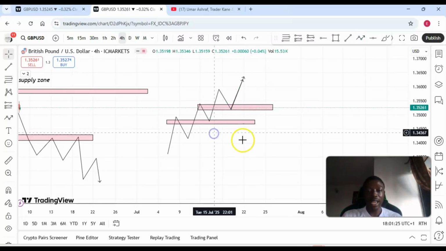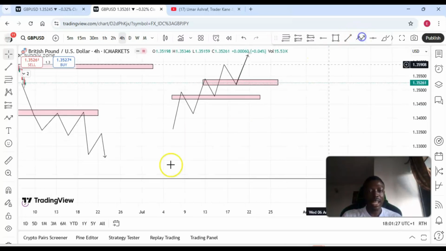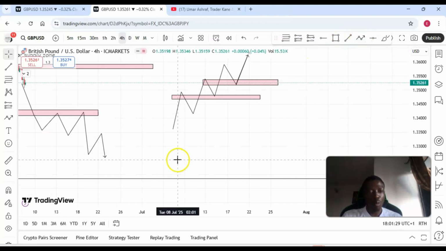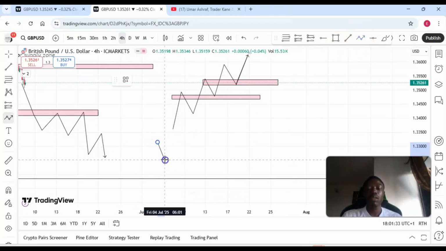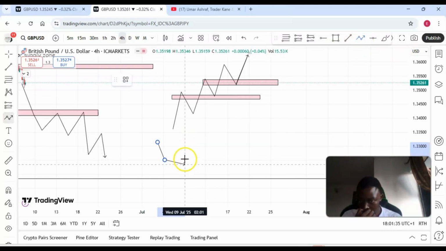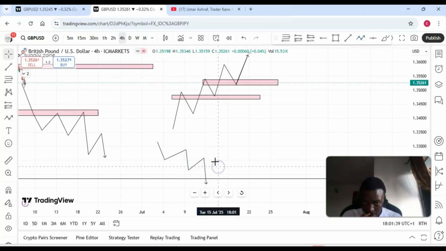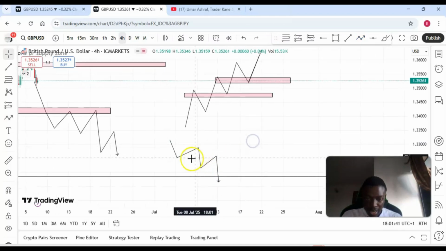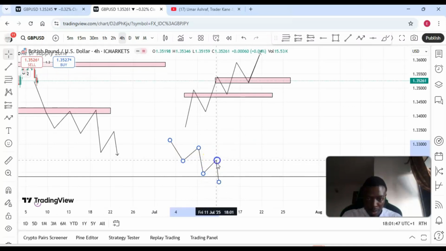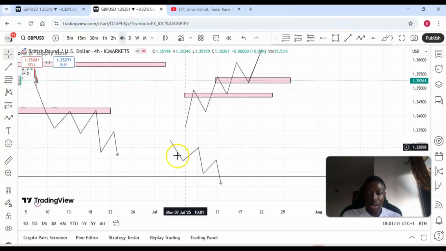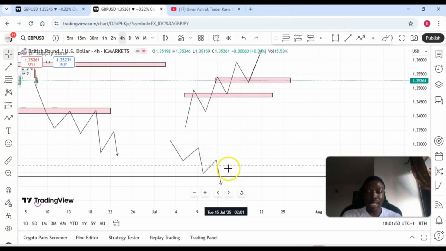Same as if the market is in a downtrend. When the market is in a downtrend, you simply trade from resistance level like this. Trade from resistance level. So this is a downtrend. Have something like this. Now, this is a downtrend, so I should be looking for selling opportunities.